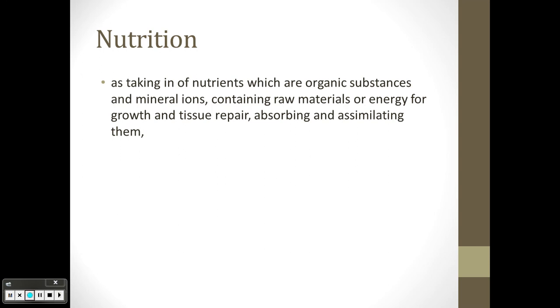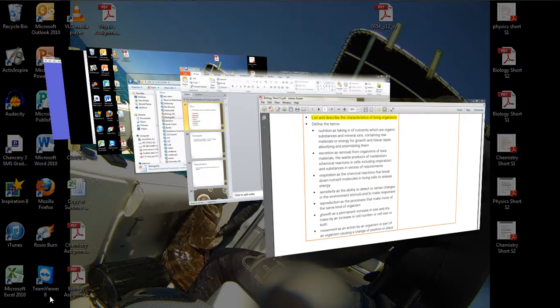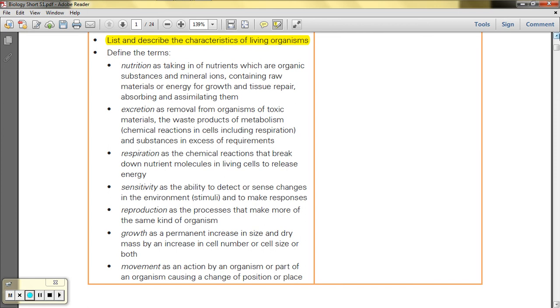The last one for Mrs. Gren is nutrition, and it's taking in of nutrients, which are organic substances and mineral ions containing blah. Yeah, you can read that. So nutrition is basically eating, but not all organisms eat, so they just call it nutrition. So that's section 1.1 in your syllabus.